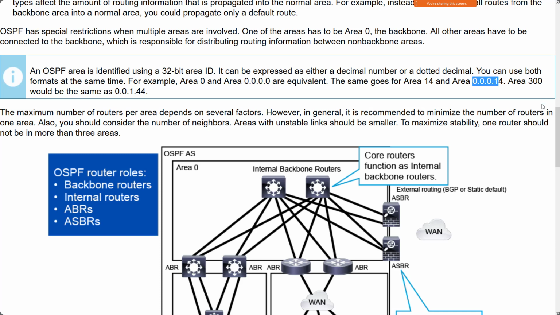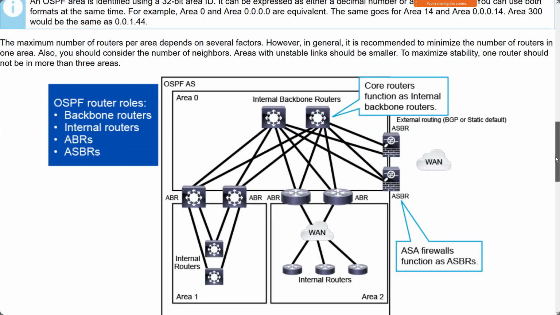Area 300 would be 0.0.1.44. We'd have to take 300 and convert it to binary and then convert it back to decimal to do that. All right. So I think that makes sense.